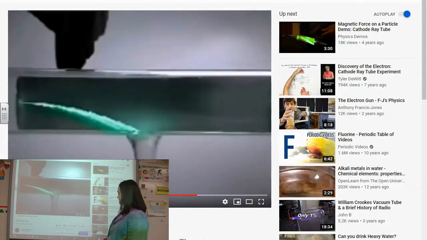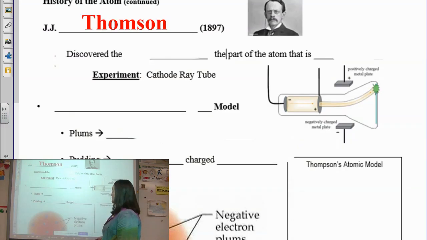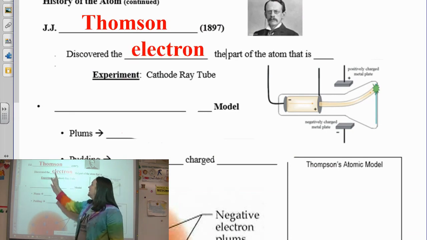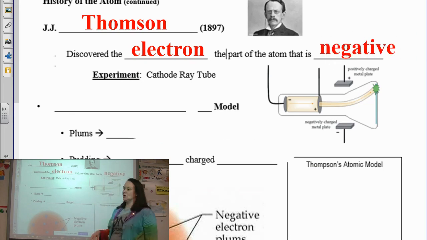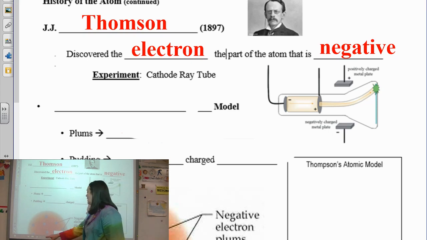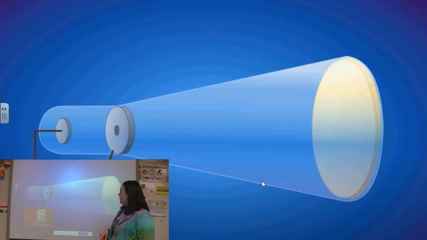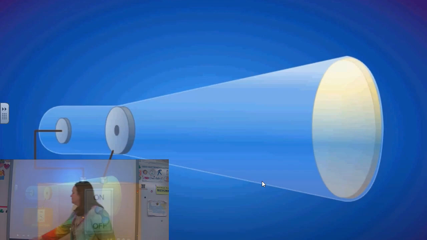And what he happened to find, was the electron. Okay. He found the part of the atom that is negative in charge, because it was pulled when you had a positive end of the magnet and repelled when you put the negative end of the magnet. There's another very quick little video about how he kind of did his work.